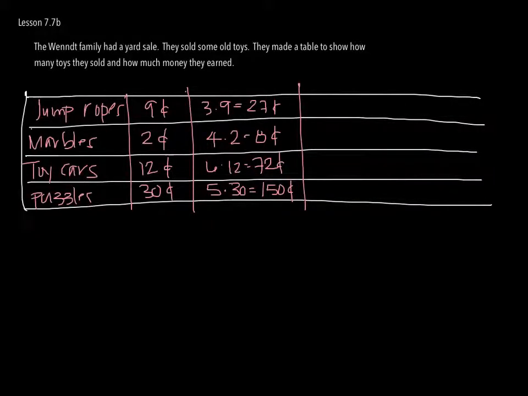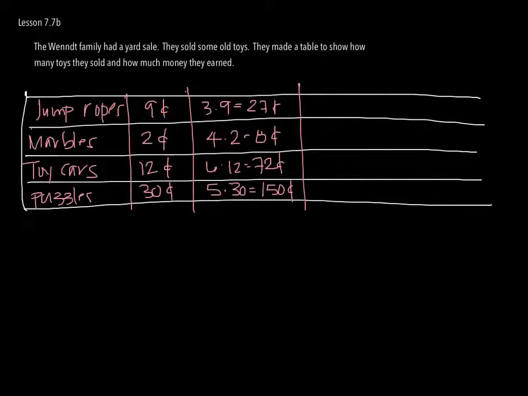All right, let's look at the first problem for video number 2. The Went family had a yard sale. They sold some old toys. They made a table to show how many toys they sold and how much money they earned. So let's look at our table first.